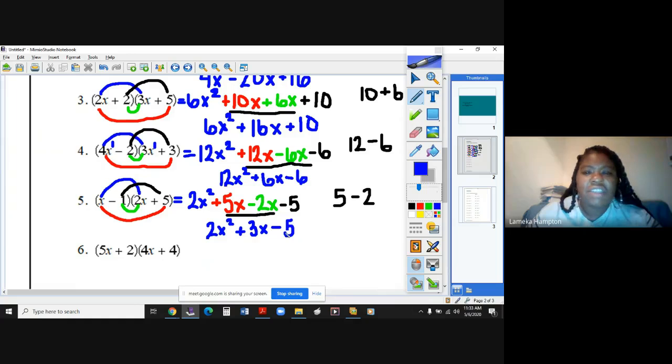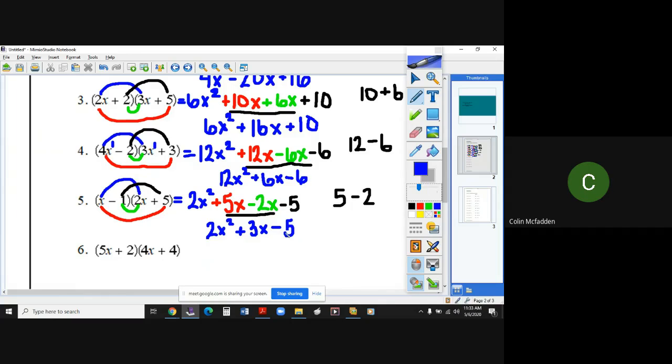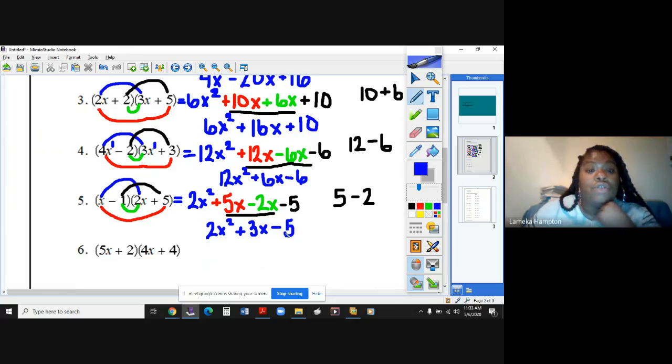Number 6. Want you to walk me through everything. Give somebody else a chance. I don't know if anybody else is on. I know we were having, maybe some technical difficulties, but I'm not quite sure.